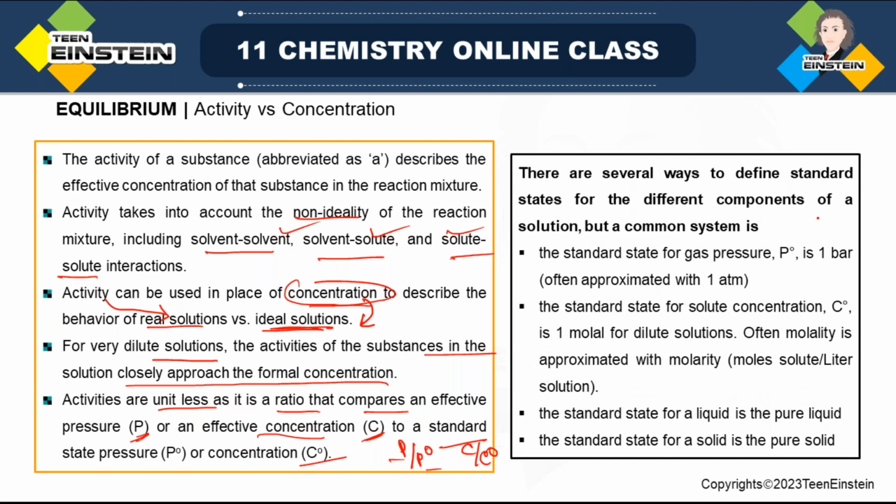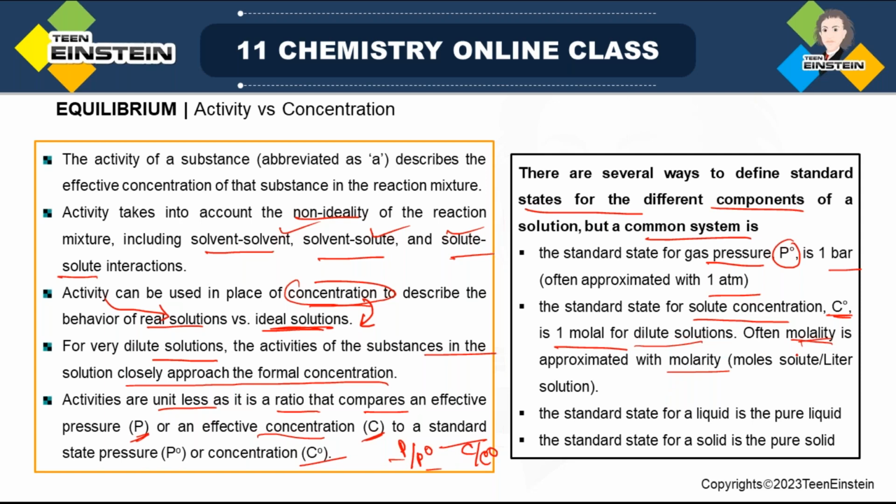Now there are different ways by which we can define the standard state for different components of a solution. Mostly, the common system that we follow is this. For a gas, the standard state pressure is P naught, which is 1 bar, and you can also approximate it with 1 atm, though there is a very slight difference between 1 bar and 1 atm. It is not exactly the same, but more or less the same. For solute concentration, C naught is mainly 1 molal for dilute solutions, and sometimes molality can be approximated with molarity also.